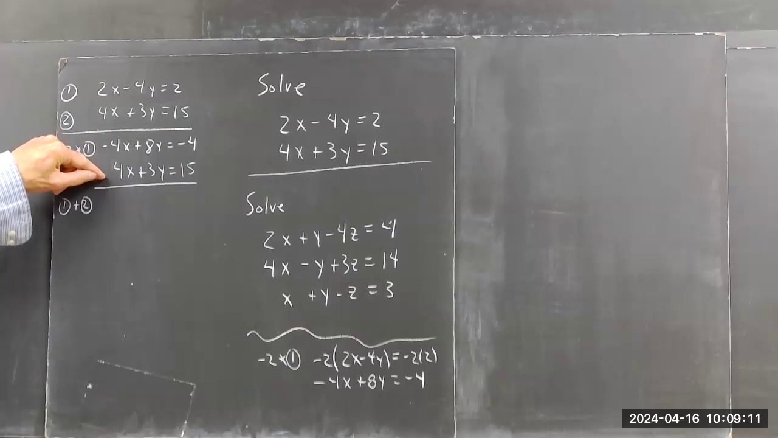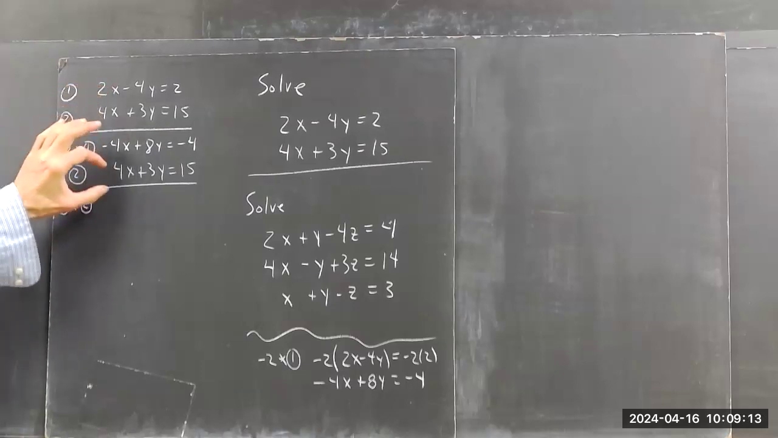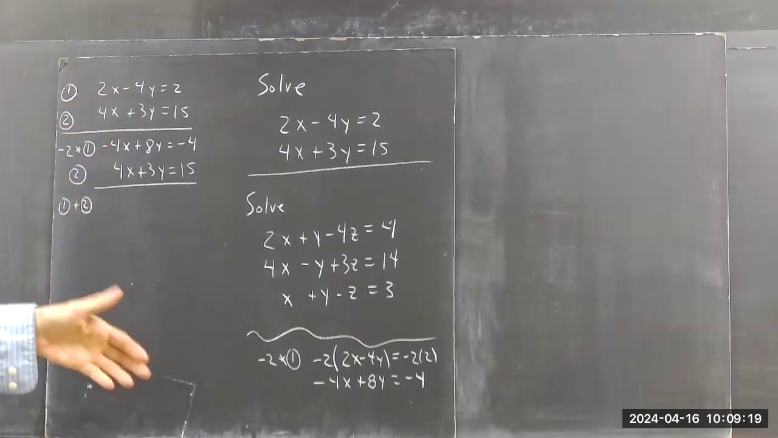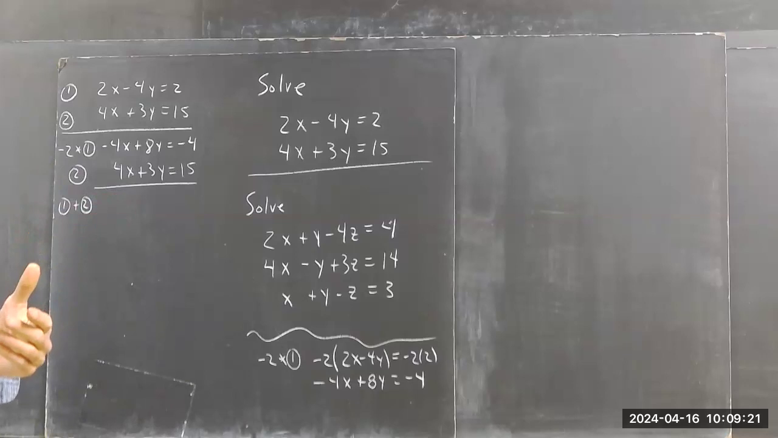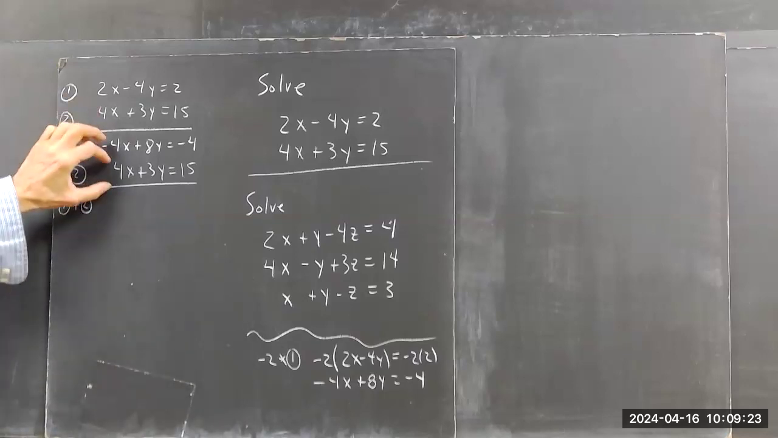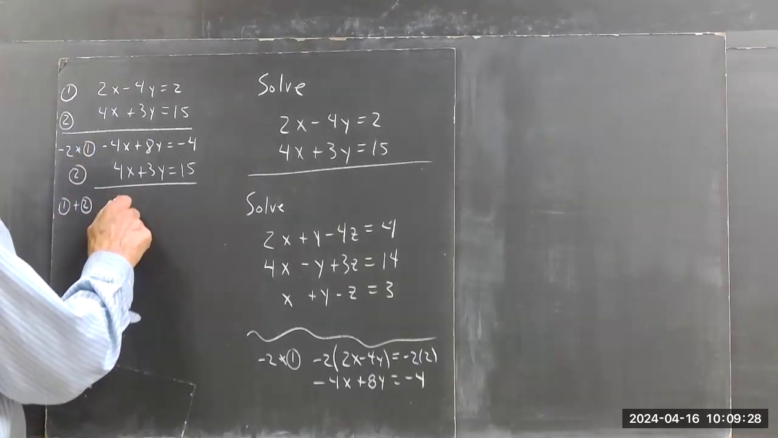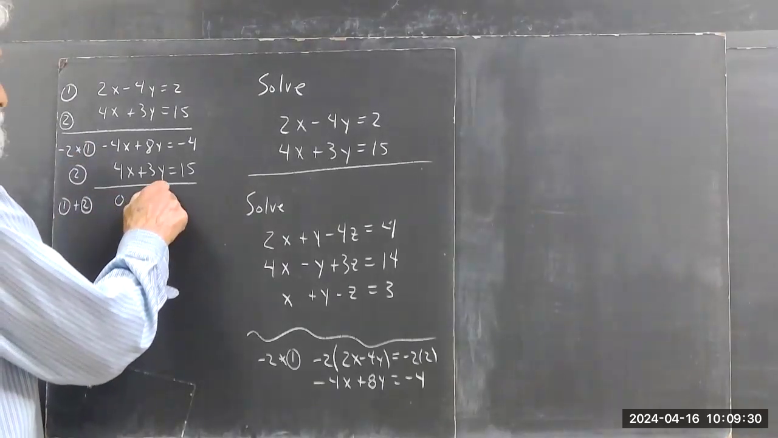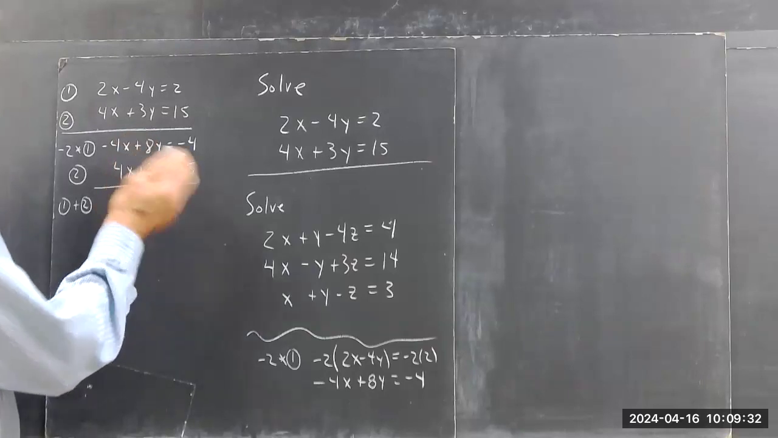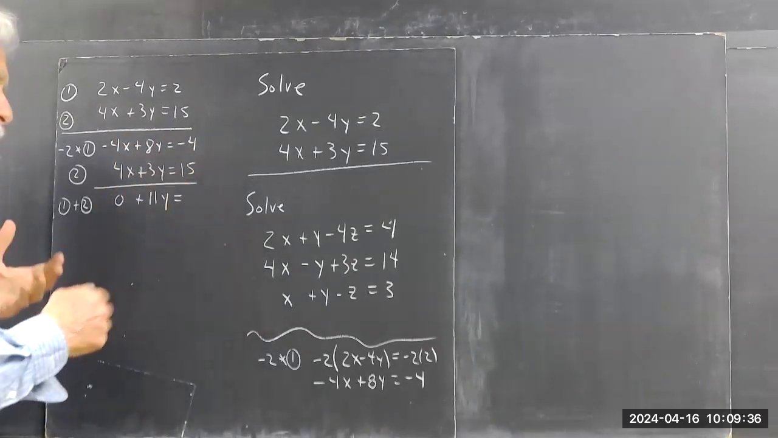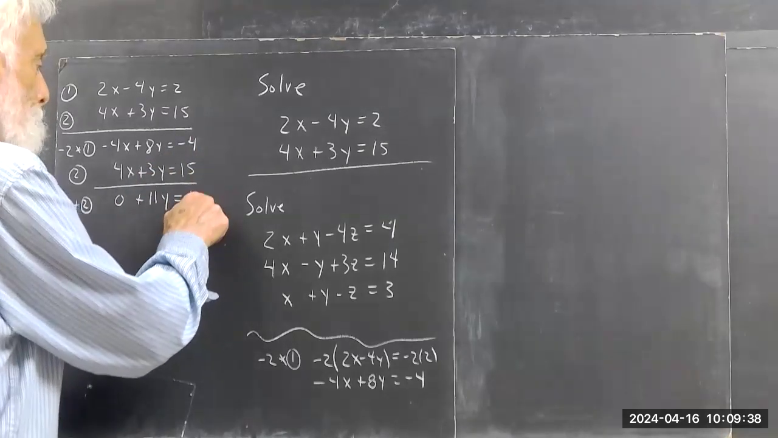-4x and 4x. This is equal and opposite to this. If you add two things that are equal and opposite, you get 0. You don't get 8x, okay? You don't get x, you get 0. -4x and 4x gives you 0. Then 8y and 3y is 11y. -4 and 15 is 11.